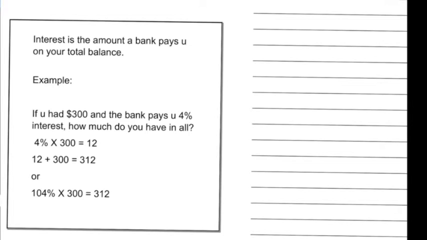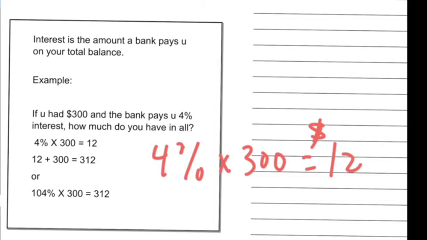Okay, one more thing we have to make sure we understand is interest. Interest is the amount a bank pays you on your total balance. So they give you money. For example, if you had $300 and the bank pays you 4% interest, how much do you have in all? Again, it's very similar to sales tax. We take 4% times 300, and that gives you $12. You add the $12 to the 300, and then you have $312 in all. Or you can just multiply by 104%, because again, 100% of 300 is 300, and 4% of 300 is 12, and it automatically adds it together for you.